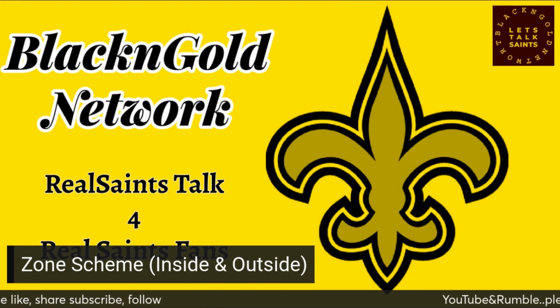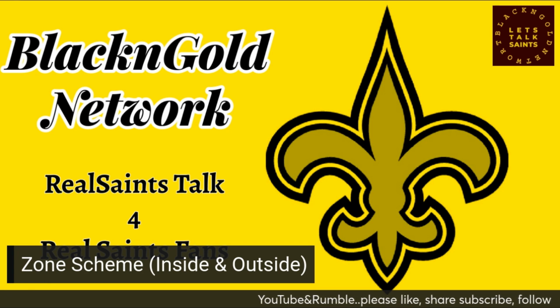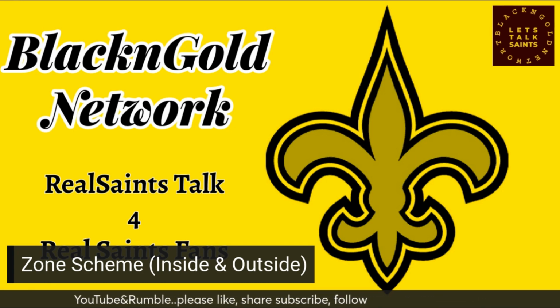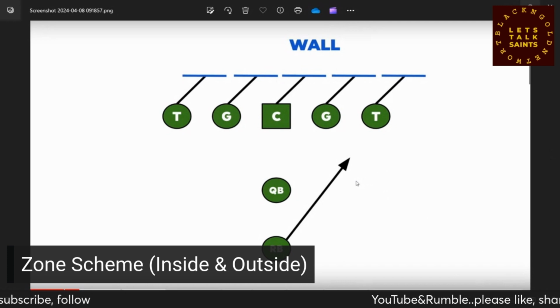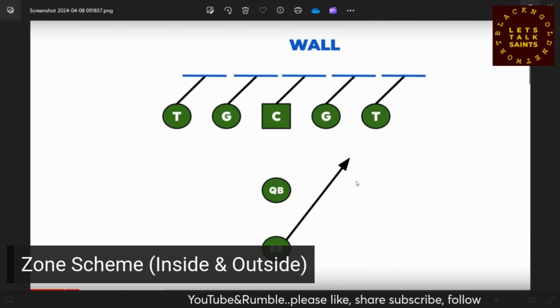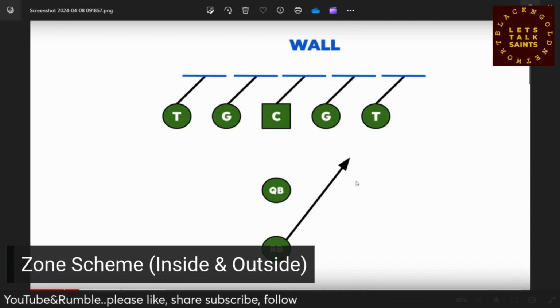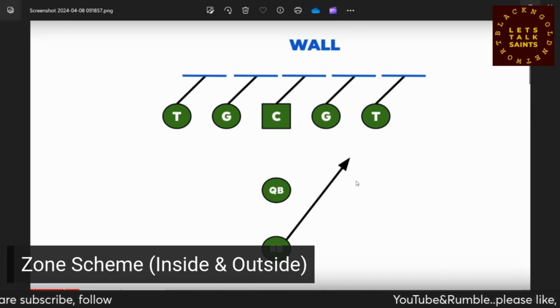Now, the zone scheme kind of breaks out into two main types, inside zone and outside zone, when you're talking about the running game. But both are very similar in the idea behind it, which is to attack space instead of a specific area for the running back to go through or the ball carrier to go through.